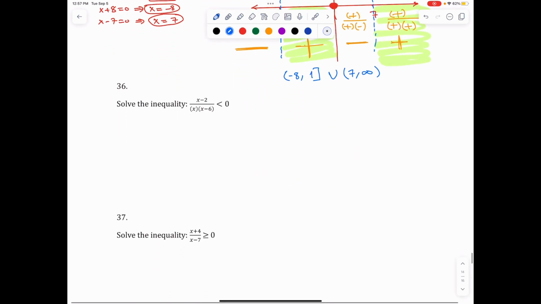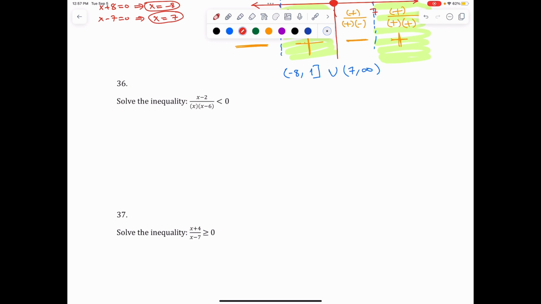Number 36, I'm going to find the critical values. So x minus 2 equals 0. That will lead to x is equal to 2. This comes from the numerator, but it's excluded because this sign doesn't have an equal sign. x is equal to 0 is another critical value. And then x minus 6 equals 0 will lead to x equals 6, and that is the third value.